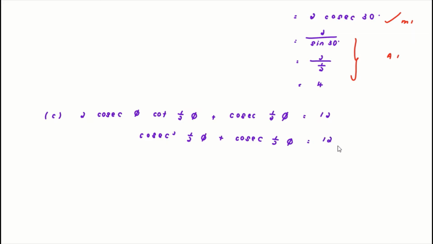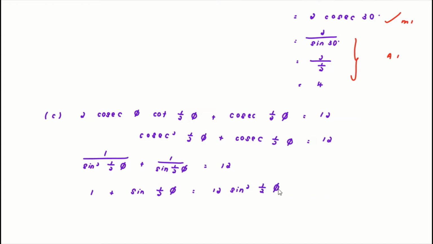Okay, then the next thing that we can try to do is multiply the whole thing. We want to change it to sine because it's hard dealing with cosecant. So cosecant is 1 over sine. If you are not familiar, then what you can try to do is change everything first. 1 over sine square, okay, plus 1 over sine then equal to 12. Okay, so the whole thing multiplied by sine square 1 over 2 phi. So you have 1 plus sine 1 over 2 phi equal to 12 sine square 1 over 2 phi.